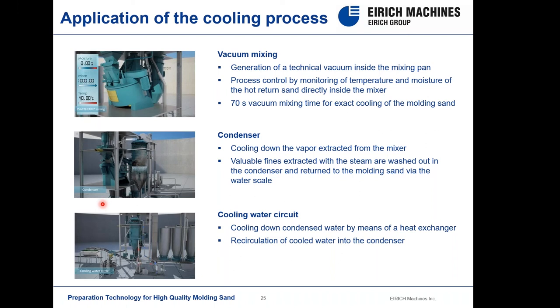As you remember, we have a water scale that will get this condensed water from the condenser with all these fines, sand fines and sometimes bentonite, and it will be added back into the system. That way we're not losing those fines that normally will go into our dust collector, using more air to extract those fines, and we will be losing some valuable materials there. Then we have this cooling water circuit. So this heat that we extract from the sand is released into the atmosphere through a heat exchanger. That way the system is only producing cooling water vapor going into the atmosphere, which is much more environmentally friendly than the traditional mixing process.